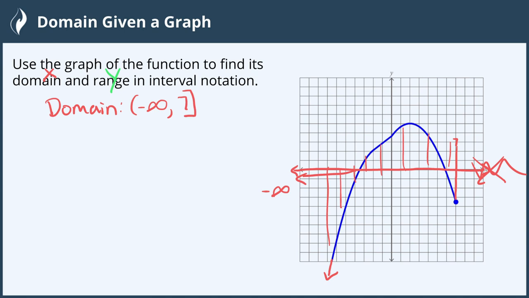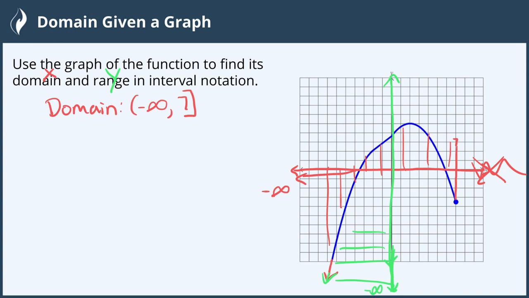Now let's go ahead and look for the range going up and down, starting at the bottom and moving up. We're going to see how far down I'm going to go, and since this graph continues to go, it's going to keep going and going. That means that it's going to interact with our y-axis here from negative infinity. And then it's going to continue up.